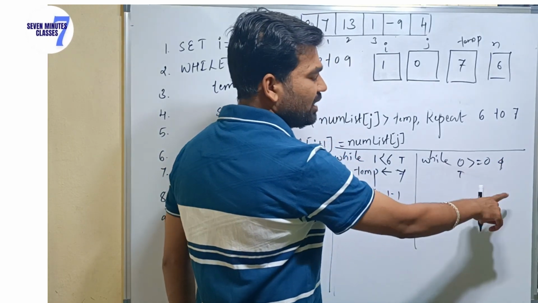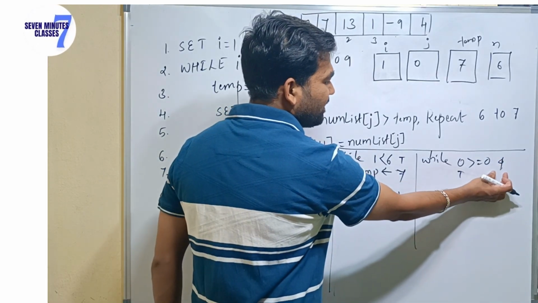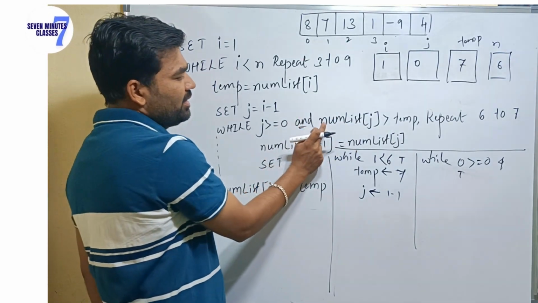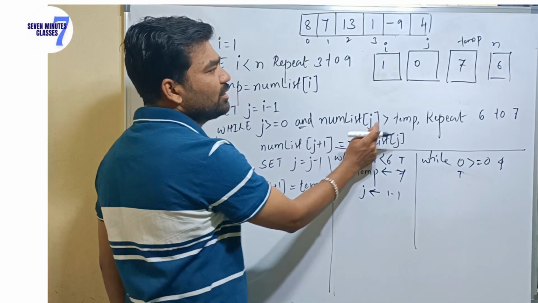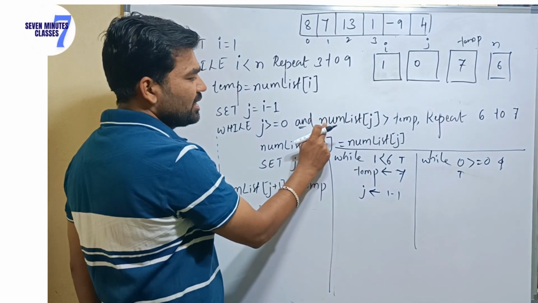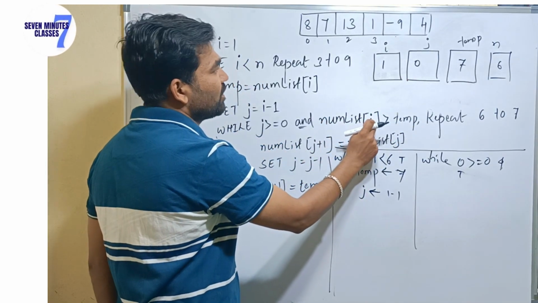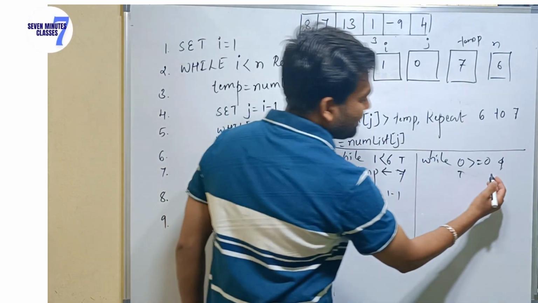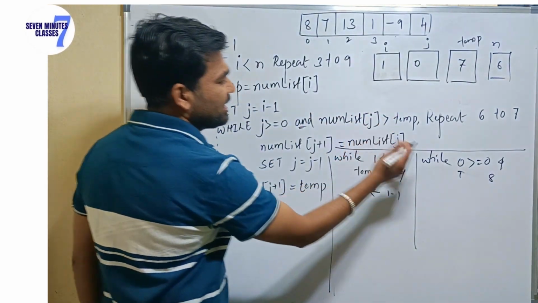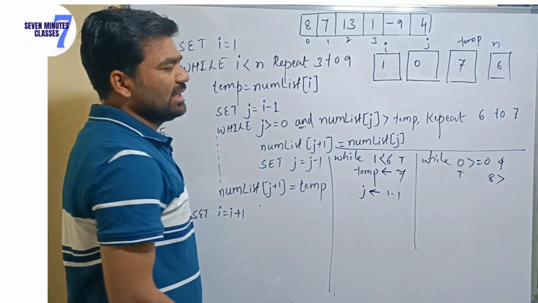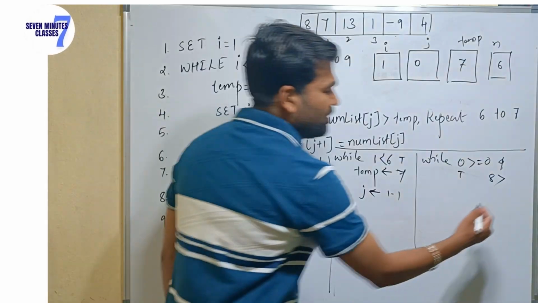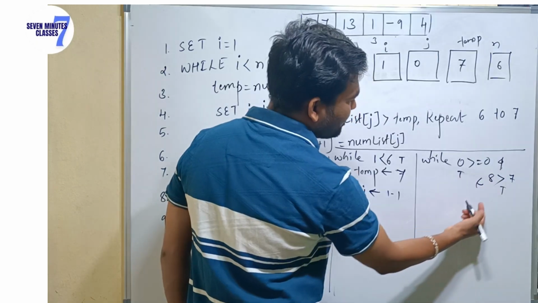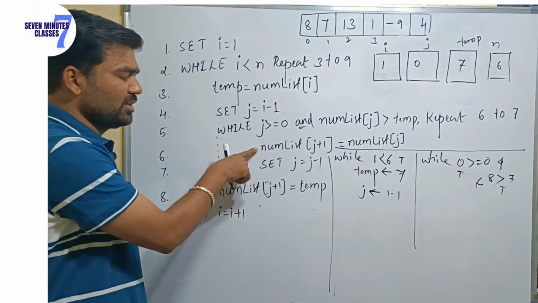I write and. I cannot write it this way because of space, so I am writing the symbol. Then num list of j. Num list of j, the value of j is 0. It means num list of 0. What is num list of 0? That is 8. 8 greater than temp. What is the value of temp? There it is, 7. So 8 is greater than 7. Yes, it is true. Both are true. Then I have to do this.